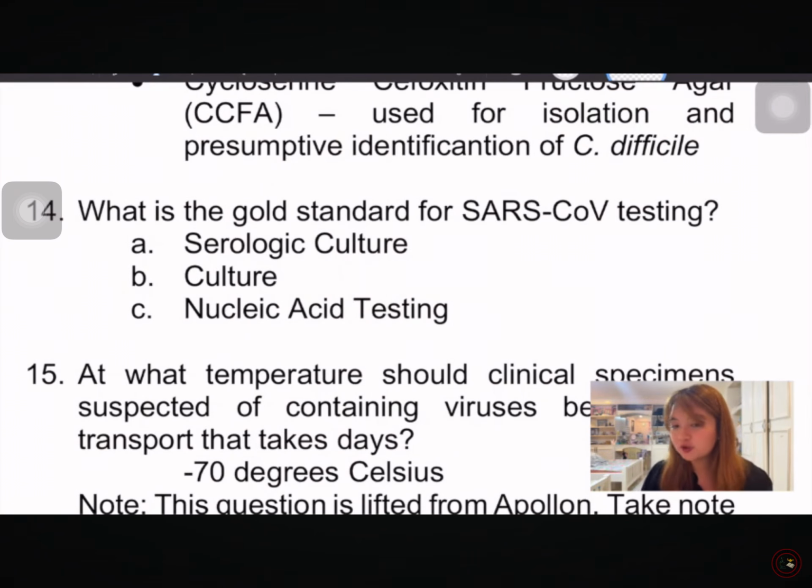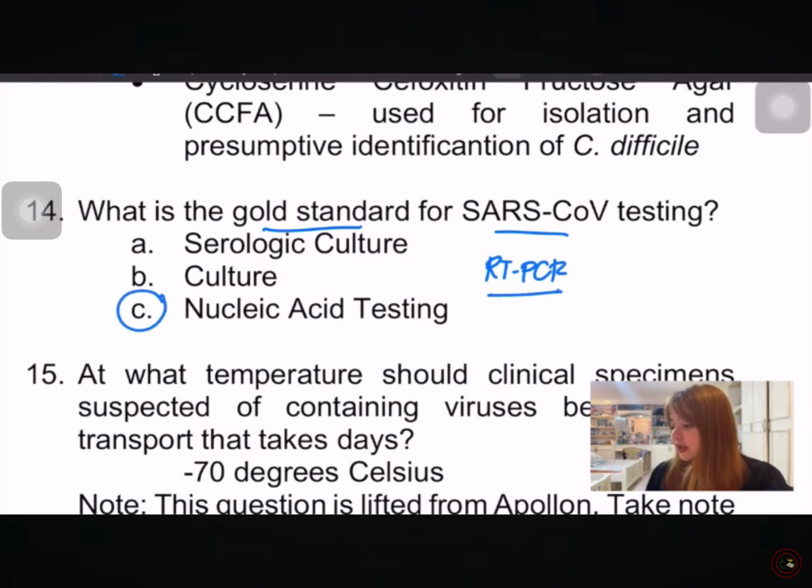Okay, let's continue on to the next question. What is the gold standard for SARS-CoV testing? If you are familiar at all with testing for COVID-19, you would know that the test we usually use here for confirmation is RT-PCR. RT-PCR is a type of nucleic acid test. So that's the answer. It's nucleic acid testing.